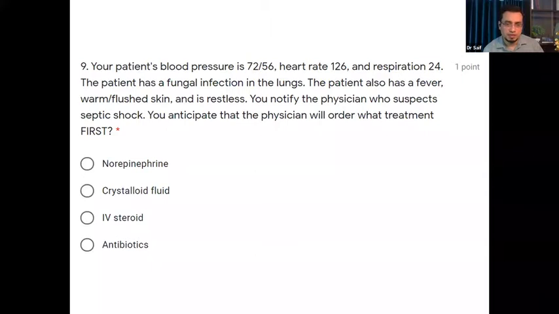The patient has a fungal infection in the lungs. The patient also has a fever, warm, flushed skin, and is restless. You notify the physician as a nurse, who suspects septic shock. You anticipate that the physician will order the treatment. But what treatment first? These are the choices: the norepinephrine, crystalloid fluid, IV steroid, or antibiotics. So what should be the first priority treatment?